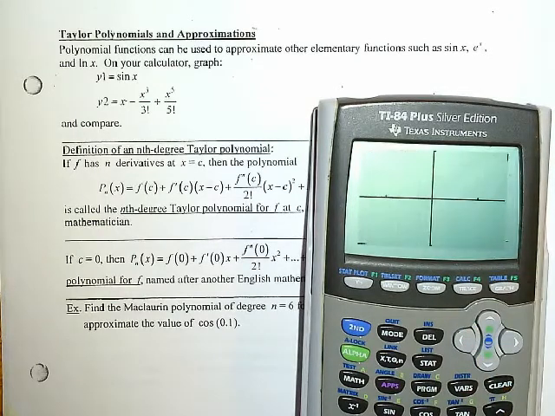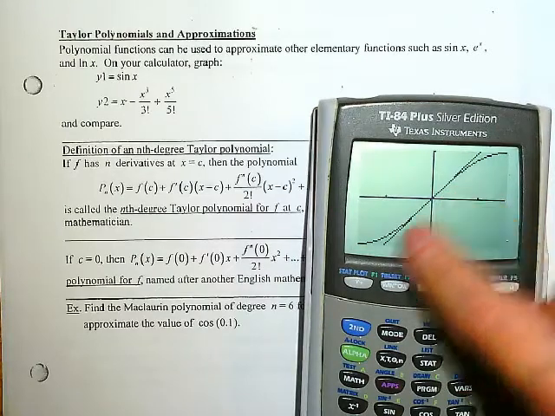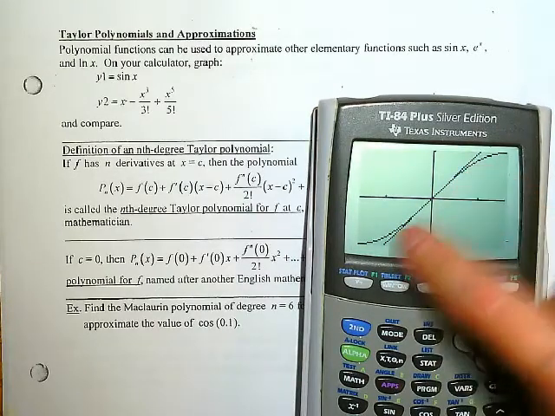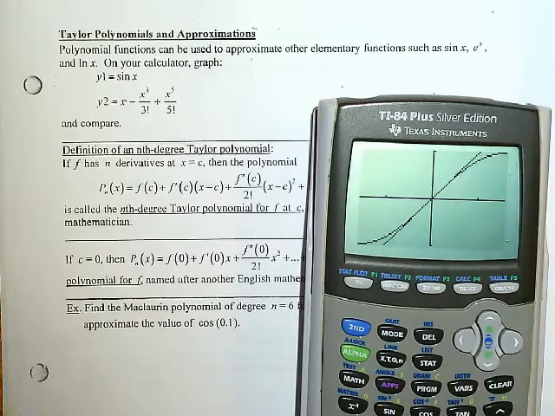And graph that. And if you look at those two, remember I've got these two graphing simultaneously. You can see the line and you can see the graph. It really is pretty close. I mean, right there it's pretty close. But as we add more terms, let's see what happens.